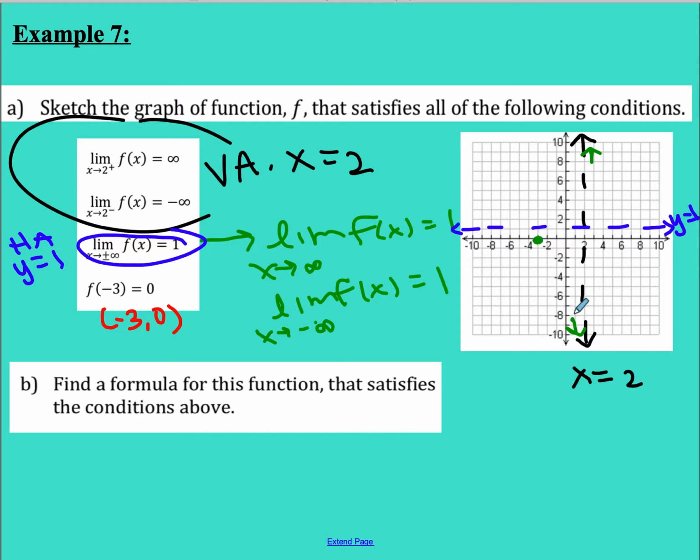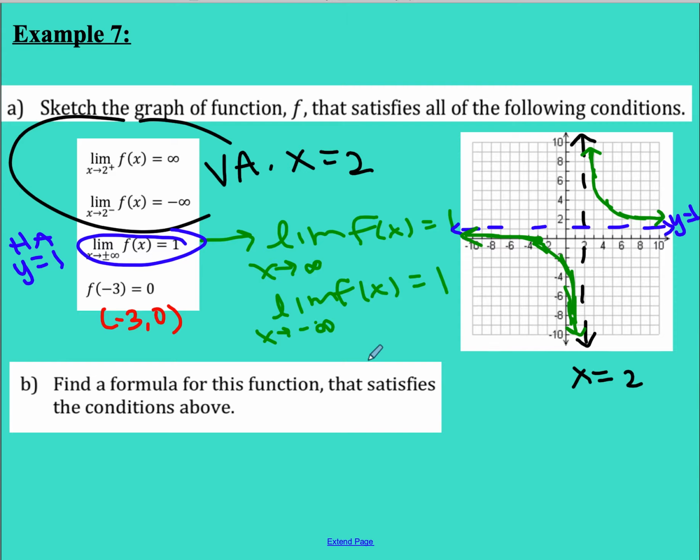Now, I'm going to connect my pieces of information. If I look in this little area, I need to be going downward, and then I need to approach my horizontal asymptote. So I'm going to have something like this. And then over here, same thing. I got this arrow and I know I need to approach my horizontal asymptote, so I'd have something that looks like that. So there would be the sketch of the information provided. Then it says find a formula for this function that satisfies the conditions above.